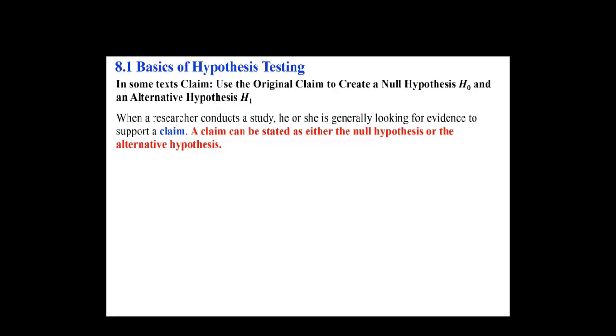When a researcher conducts a study, he or she is generally looking for evidence to support a claim. A claim can be stated as either the null hypothesis or the alternative hypothesis. And that's really the idea here. Some authors and some texts specifically go for one. But over here, either way is fine. We don't have to force the claim to be the null or alternative hypothesis. It is what it is. So it could be the null, could be the alternative.